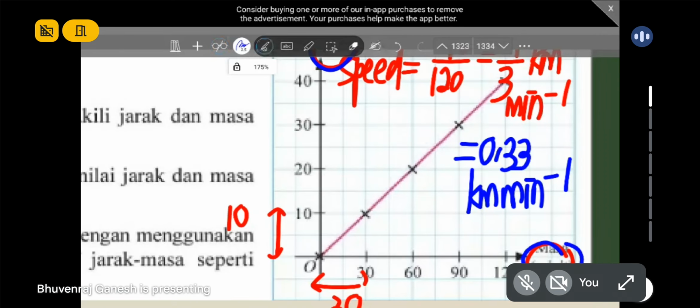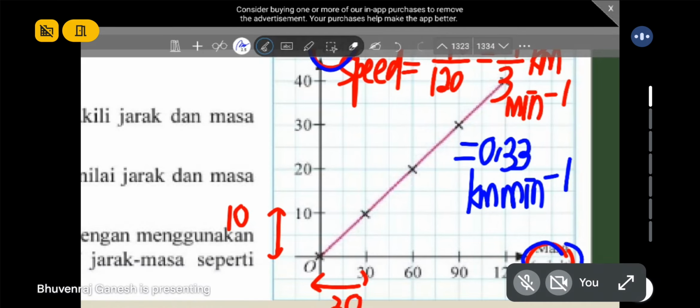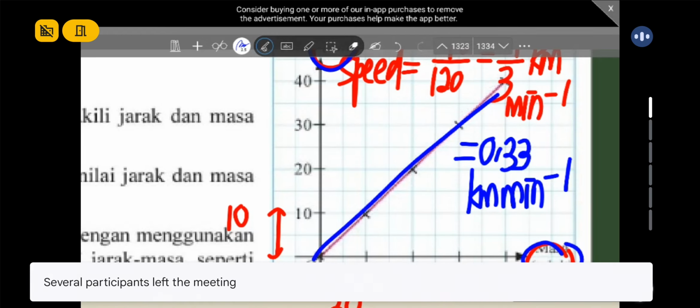Okay, and then next question. You see the graph, guys. What type of motion is this? Apa jenis gerakan yang ni? Cuba huraikan dari segi laju. In terms of speed, how is the speed changing? Based on this graph, it is a straight line.